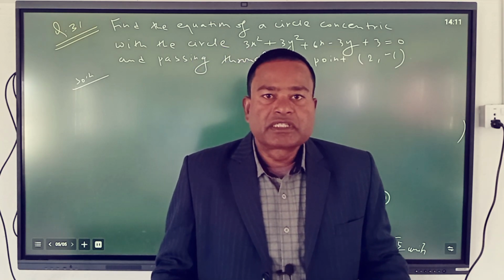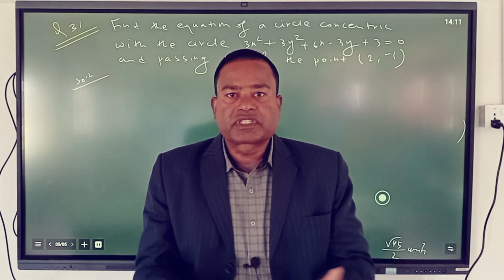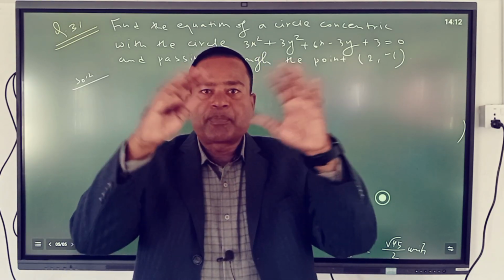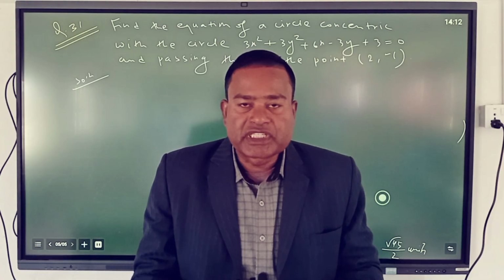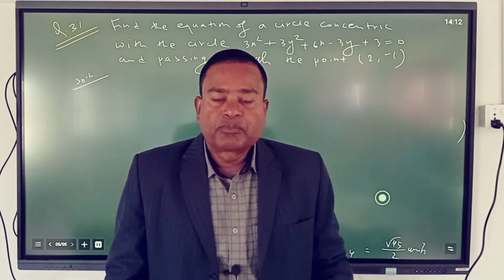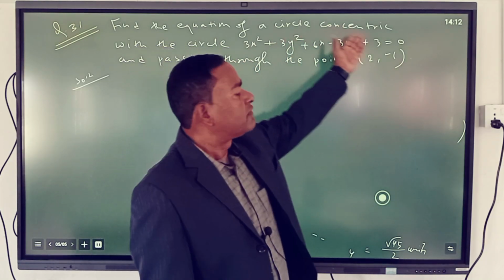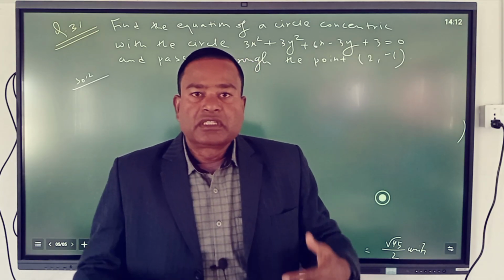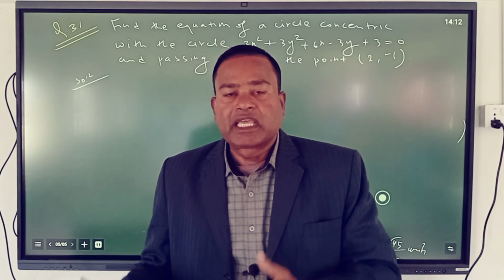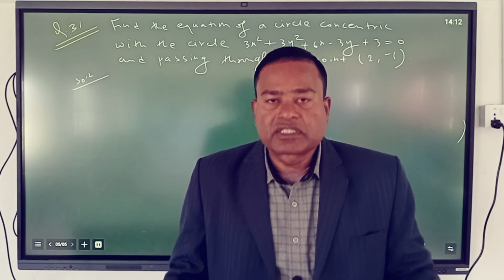So dear students, here in this question we have to find the equation of a circle concentric with the given circle and passing through a point. Before we discuss how to solve the problem, let us know what is the meaning of concentric circle. Dear students, two or more than two circles having same center are called concentric circles.